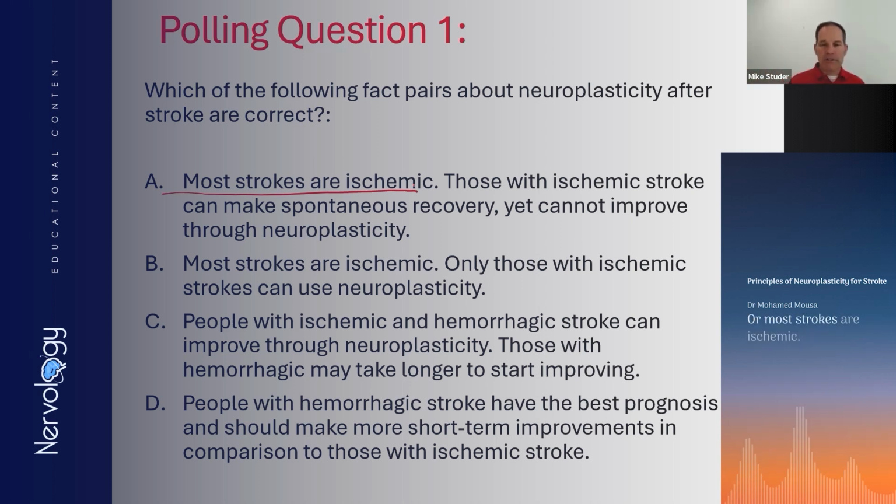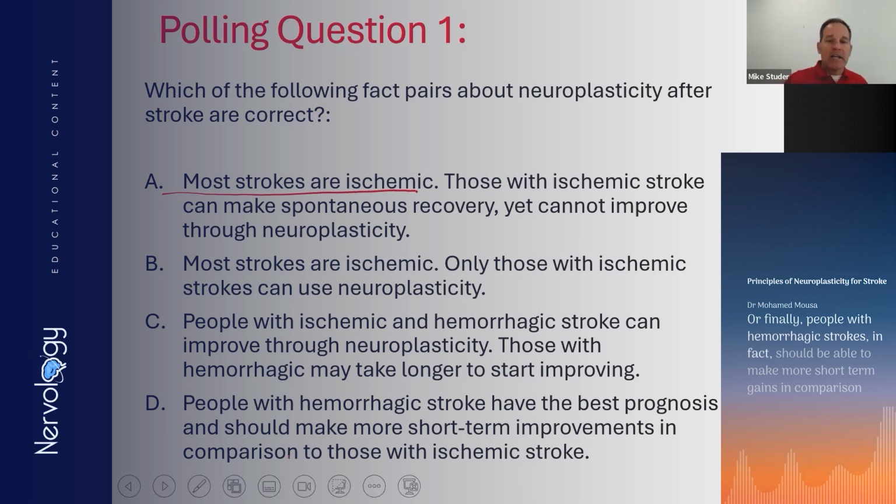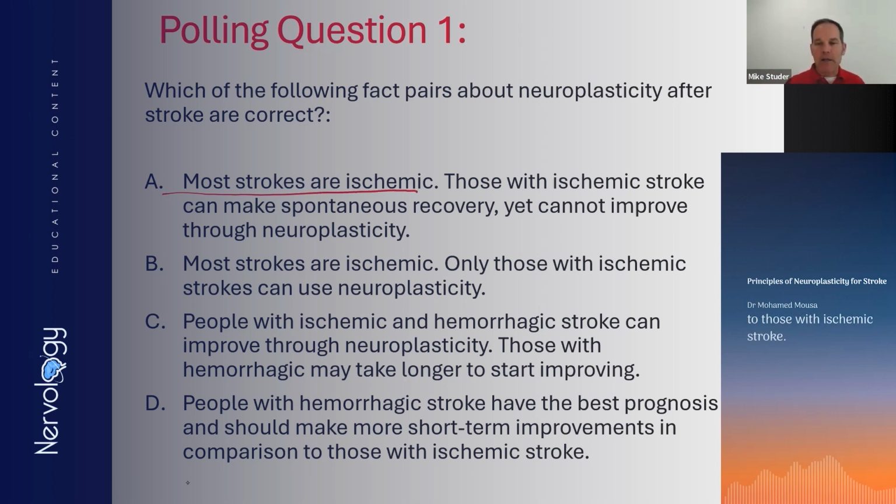Or, most strokes are ischemic. Only those with ischemic can use neuroplasticity. Or, people with ischemic and hemorrhagic stroke can both improve through neuroplasticity. Those with hemorrhagic may take longer to start improving. Or finally, people with hemorrhagic strokes, in fact, should be able to make more short-term gains in comparison to those with ischemic stroke.